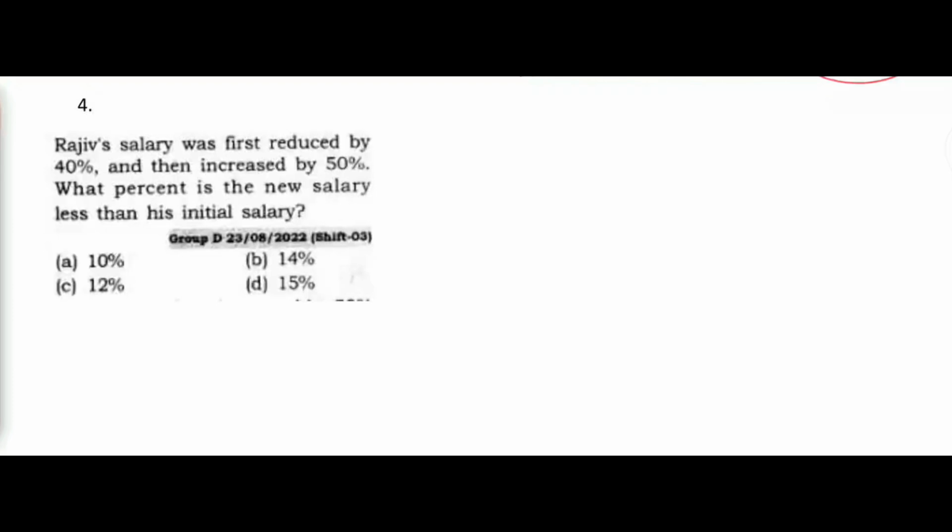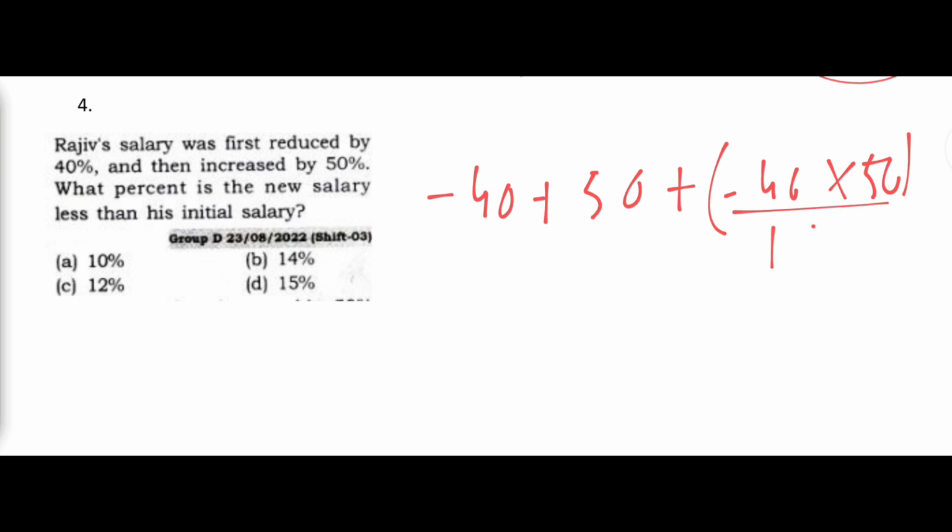Raju's salary was first reduced by 40%. See, it was first reduced by 40%, then it was increased by 50%, so minus 40 into 50 upon 100. This is a formula I've explained to you in the previous lectures also.